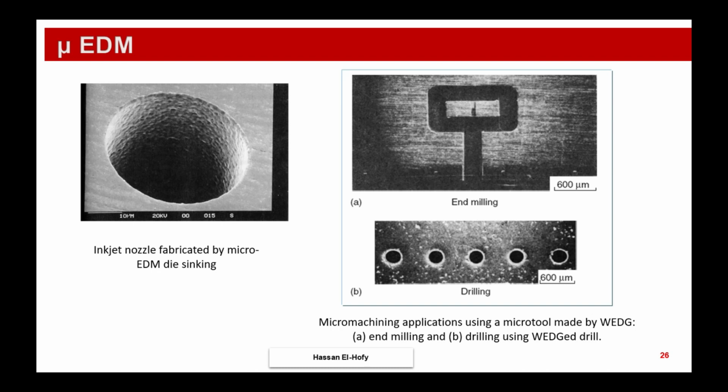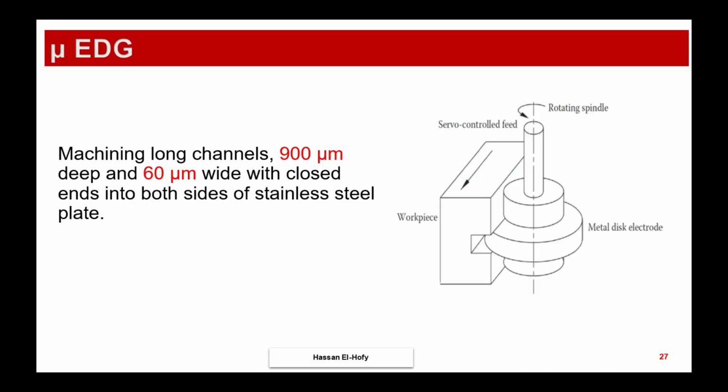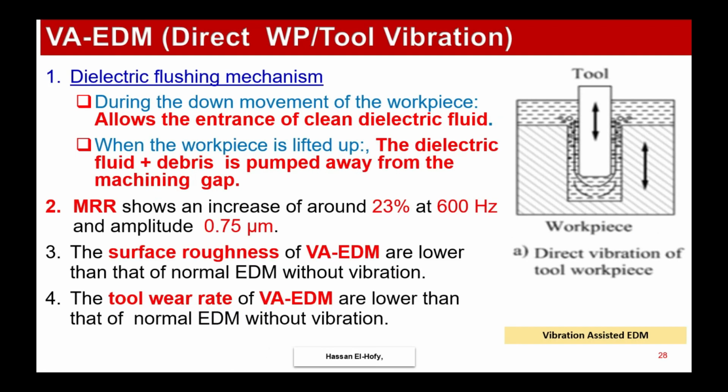Typical applications of micro EDM are milling, drilling, and inkjet nozzles fabricated by micro EDM. Micro EDG is another application of pure EDM used for machining long channels 900 micrometers deep and 60 micrometers wide with closed ends in both sides of the stainless steel plate.